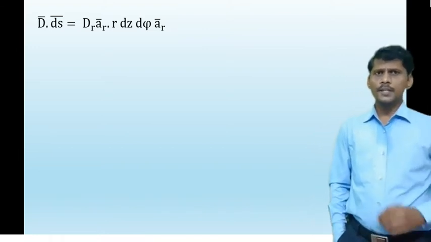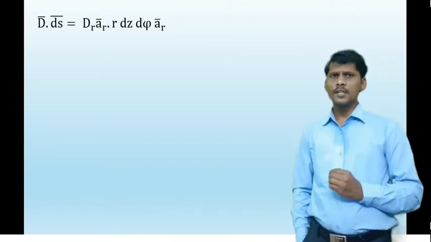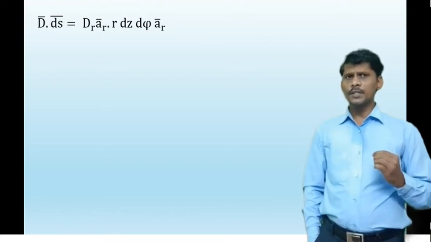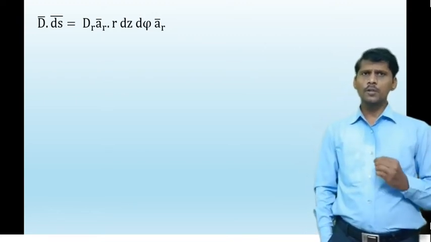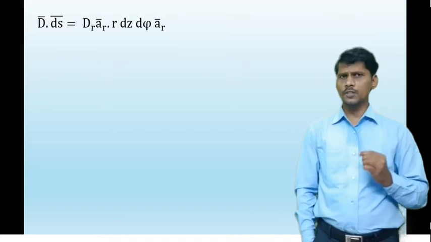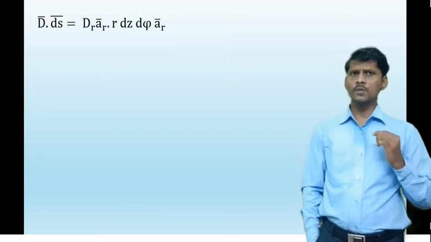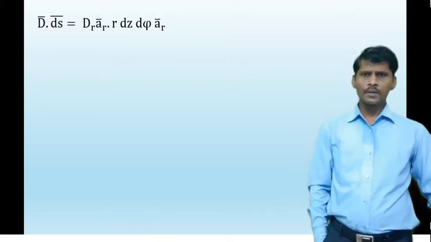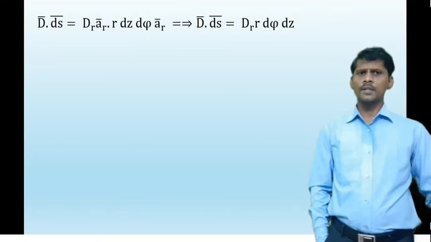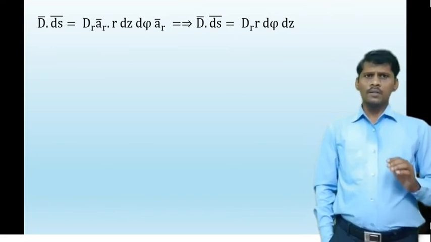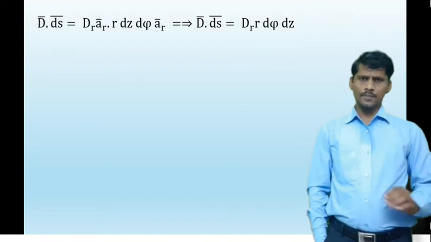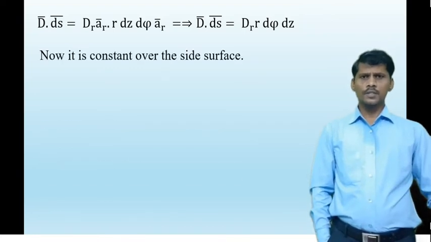So D bar is Dr into ar bar, and ds bar is r into dz into d phi into ar bar. The dot product of the same unit vectors is unity, ar bar dot ar bar is 1. So D bar dot ds bar is equal to Dr into r d phi into dz. Take the closed surface integral.